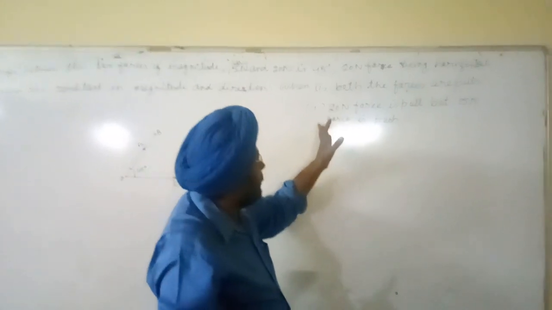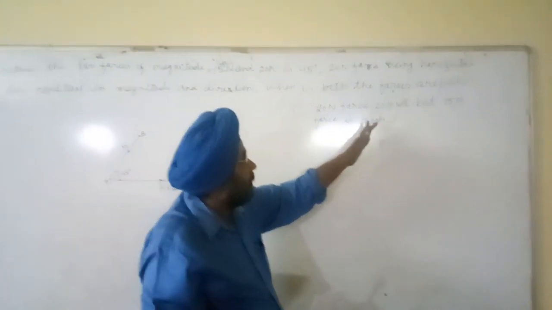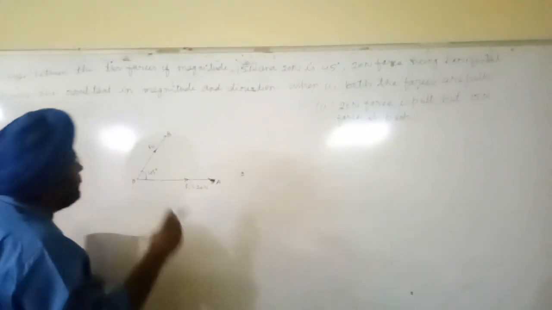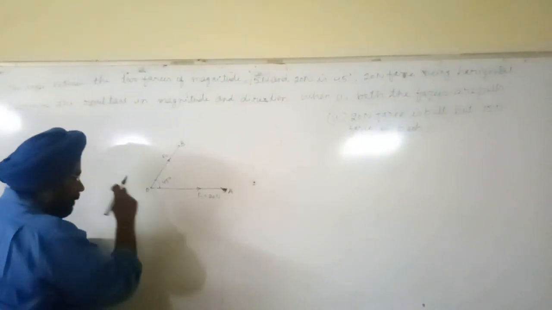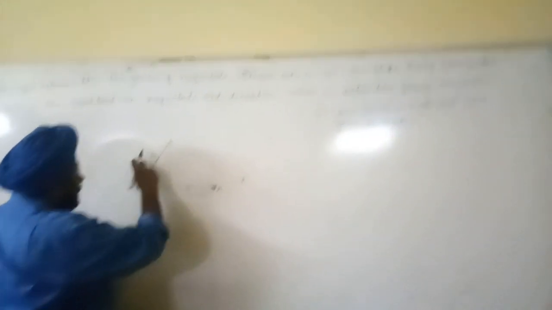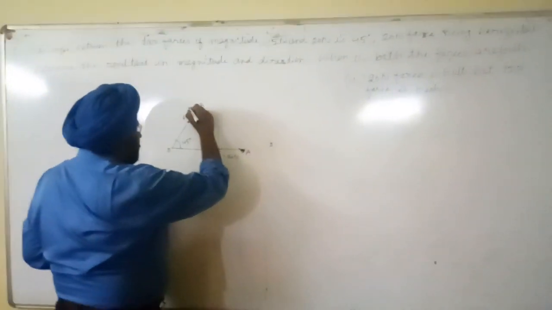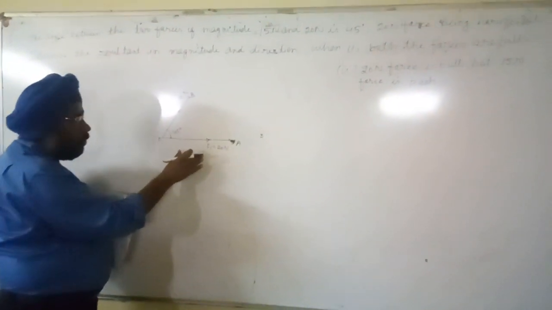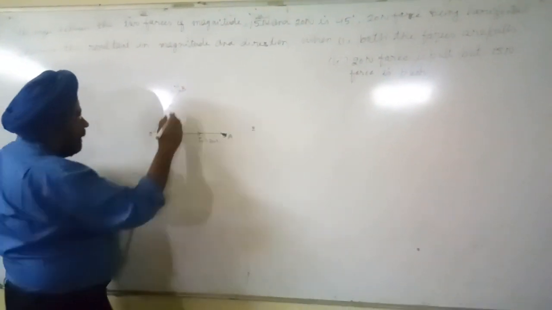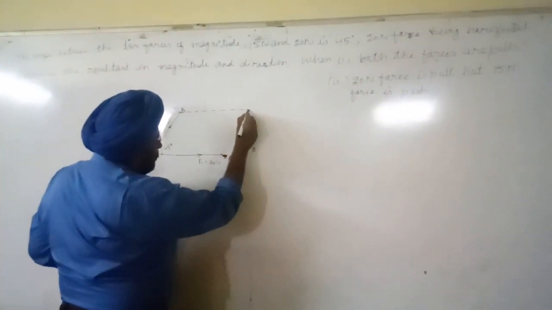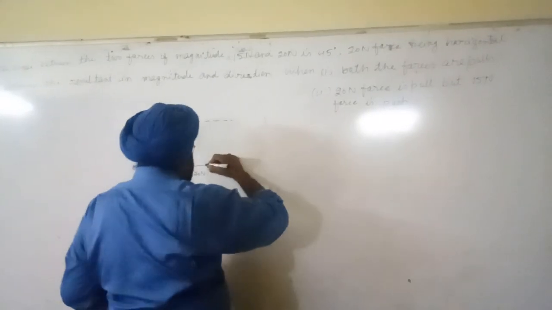And second part, the 20 Newton force is pull but the 15 Newton force is push. So the two forces F1 and F2: the 20 Newton force is F1 and the 15 Newton force is F2. They are represented by the vectors OA and OB. So complete the parallelogram OACB.